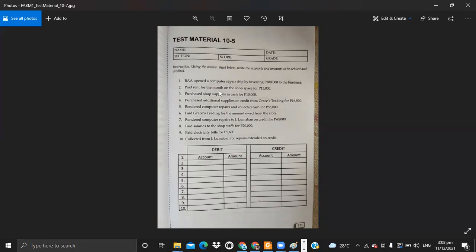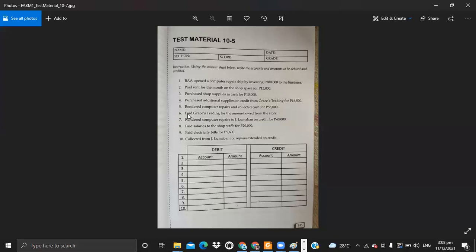So next, paid rent for the month of the shop space for 15,000, purchased shop supplies in cash for 10,000, purchased additional supplies on credit. Ayan. Alalahanin niyo pag sinabing on credit, ha? Alam niyo na kung ano yun. From Grace's Trading for 16,500, rendered computer repairs and collected cash for 55,000, paid Grace Trading for the amount owed from the store. So this is also connected with number 4.